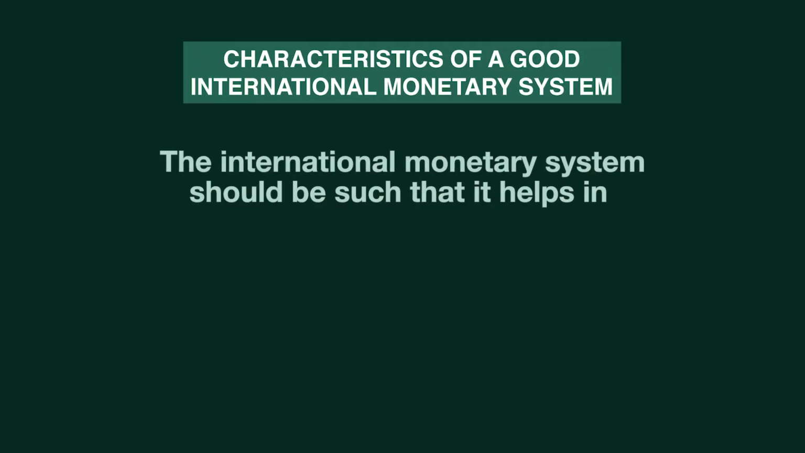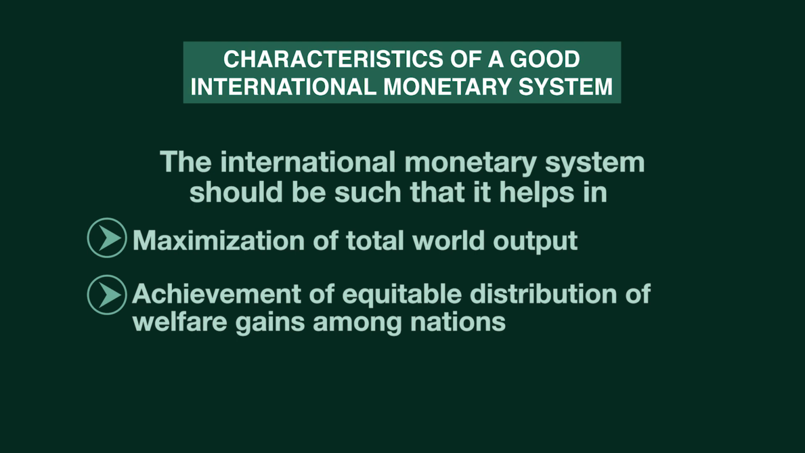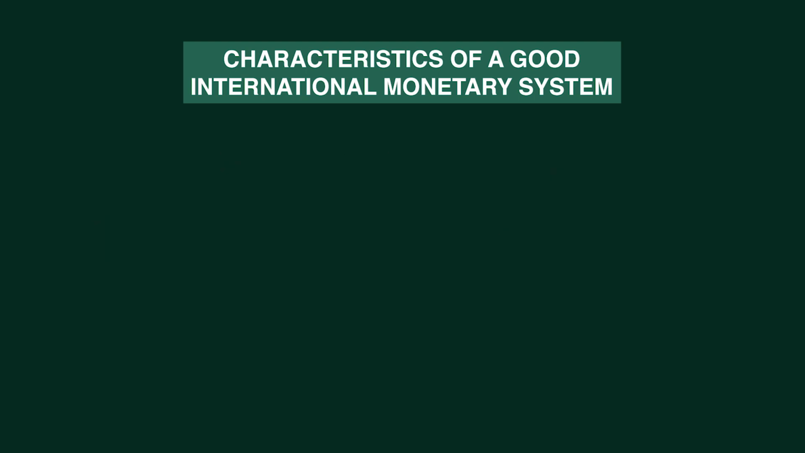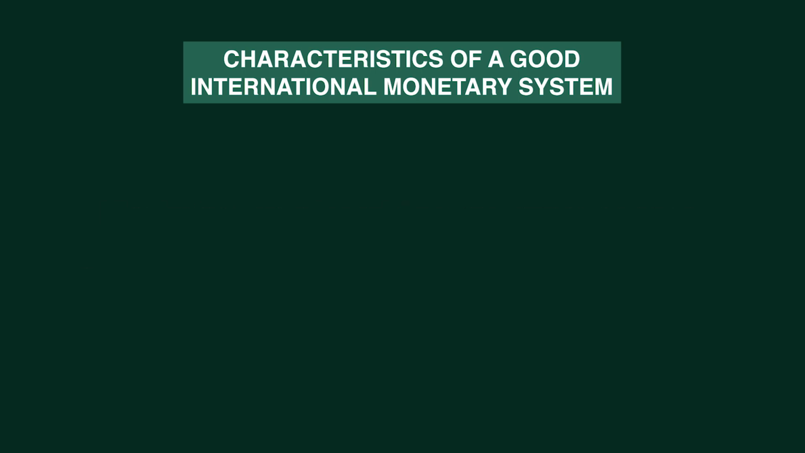Now, coming to the characteristics of a good international monetary system. The international monetary system should be such that it helps in the maximization of the total world output, and it should also aim at the achievement of equitable distribution of welfare gains among the nations. The maximization of world output presupposes free trade in goods, services, and factors of production. Ensuring this is clearly not easy.